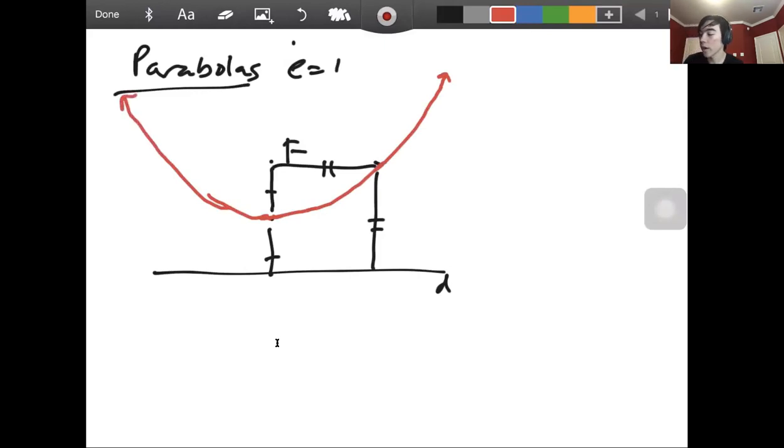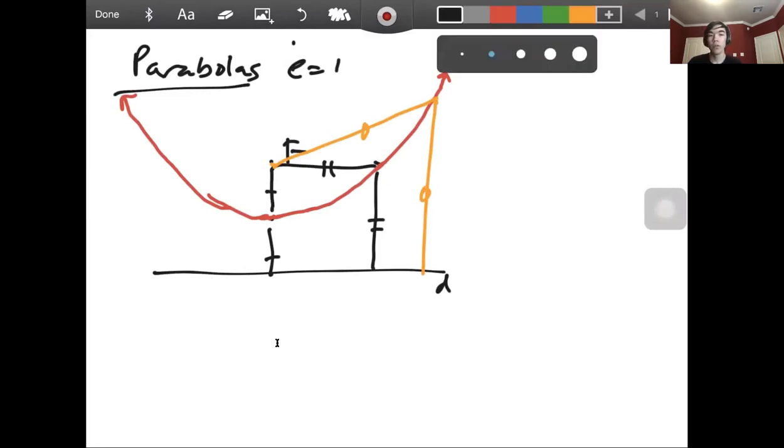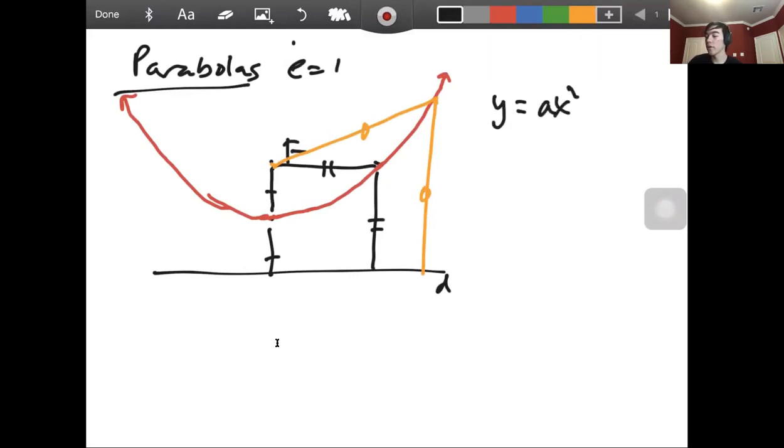So this is what a parabola will look like. And no matter the point you pick, these two distances will be the same. So the equation of the parabola will be something like y equals ax squared plus c if there's no horizontal shift. If you add some horizontal shift, you can get y equals ax squared plus bx plus c. And this is a parabola that goes upwards.